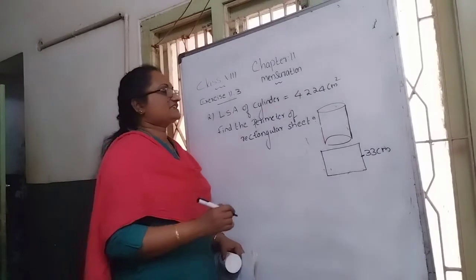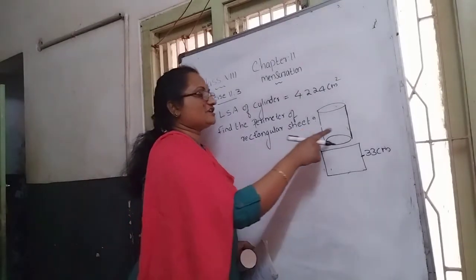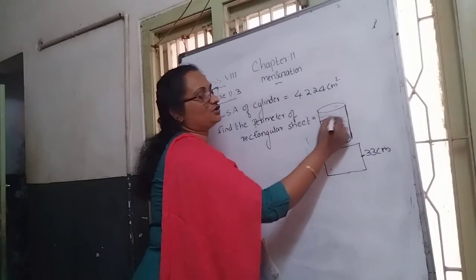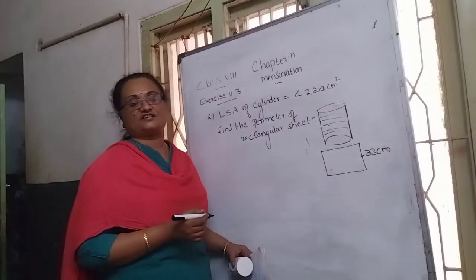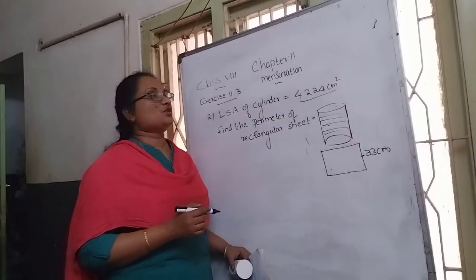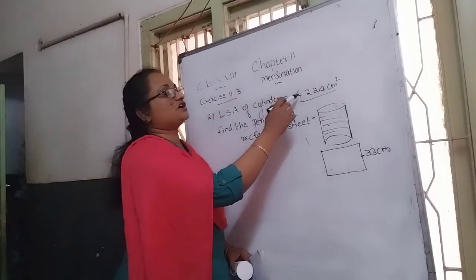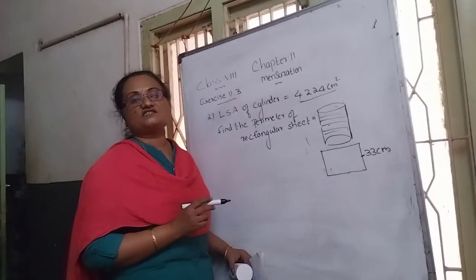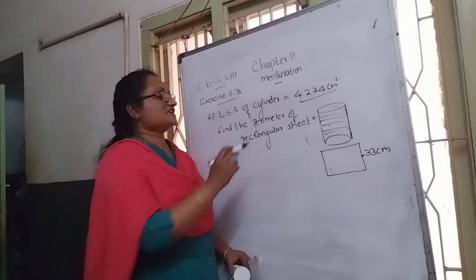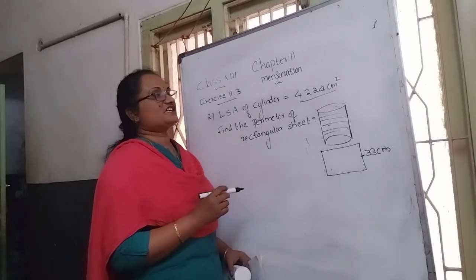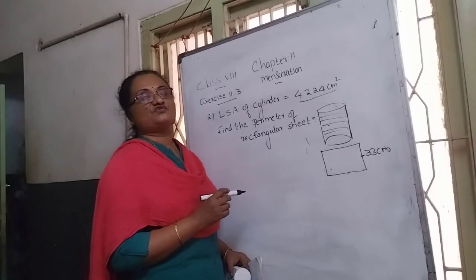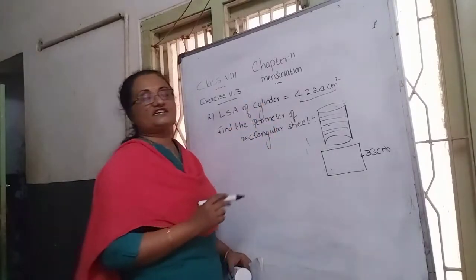In this question they say the LSA of the cylinder. LSA means this curved part, which we call the lateral surface. The area of that part is directly given as 4224. What is the formula for finding the LSA of a cylinder? The LSA formula is 2πrh. That value is directly given.